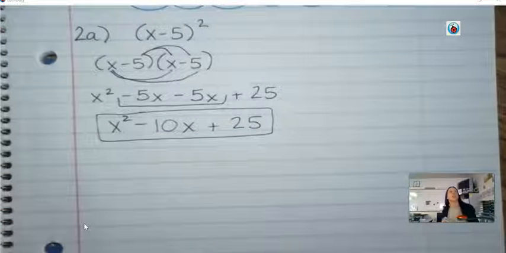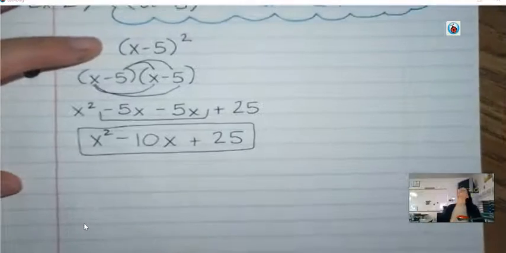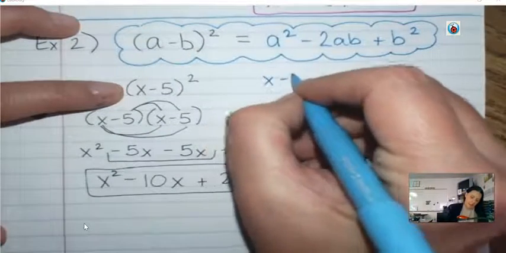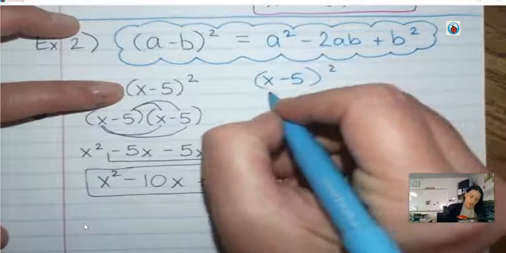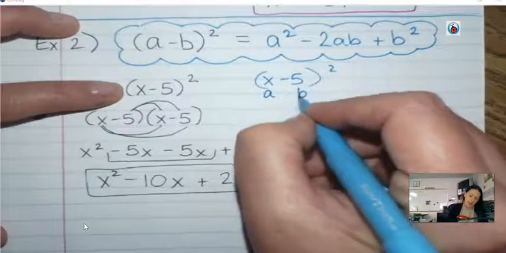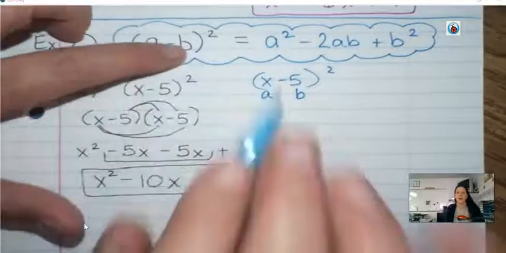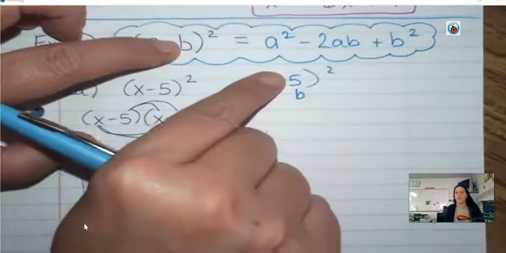Okay, then we're going to check it with the shortcut. So for x minus 5, x is going to be your a value, 5 will be your b value, because it needs to have the minus sign already in there. So 5 is your b.